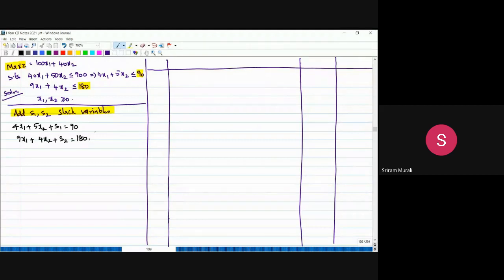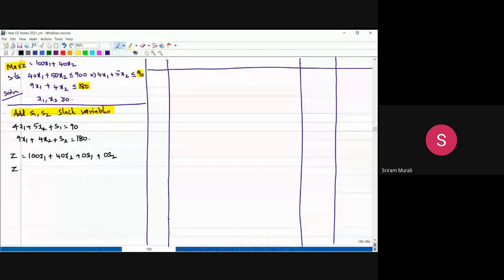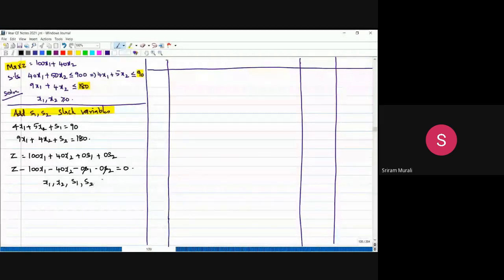So add the same slack variables in the objective function. So z is equal to 100x1 plus 40x2 plus 0S1 plus 0S2. I told you in the last algorithm, you should bring multiples of zeros for the slack variables in the objective function and then convert this, so z minus 100x1 minus 40x2 minus 0S1 minus 0S2 is equal to 0. I hope you have understood what we have done so far. And then x1, x2, S1, S2 should be greater than or equal to 0, because the slack variable is idle. It is never negative. It should be non-negative or it can be 0. So that is why they are telling this. So this is my basis.